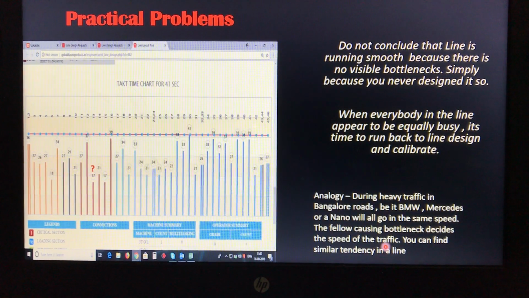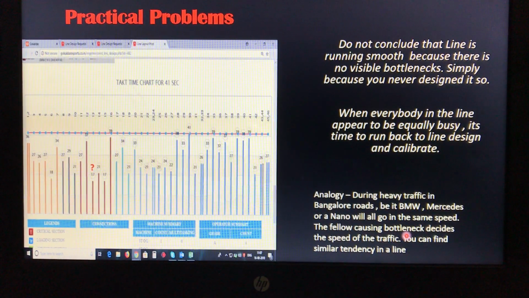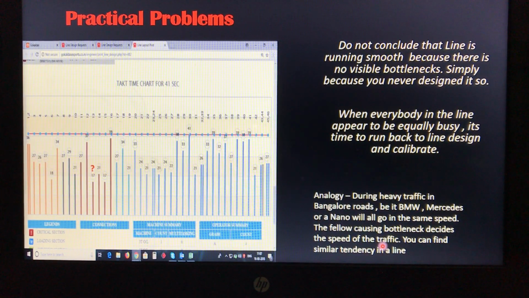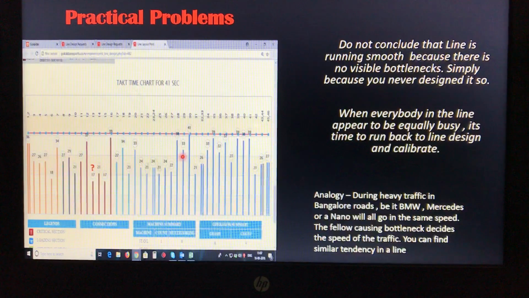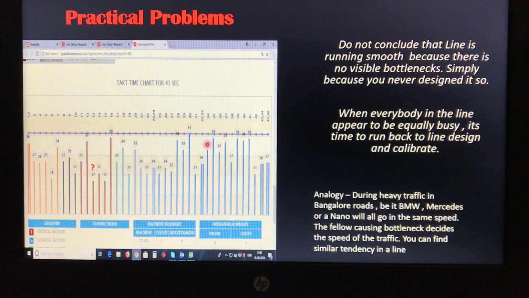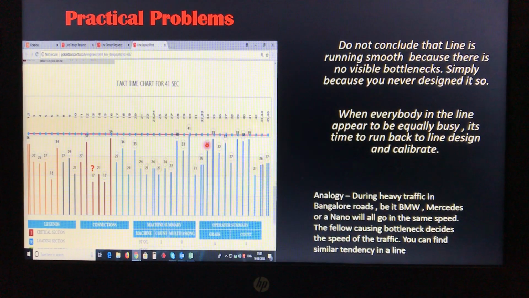I repeat, the fellow causing bottleneck in the traffic decides the speed of every vehicle on the road. So is this. This operator working at 41 seconds influences every operator on the line to work at that speed, and therefore you will find no bottleneck at all.